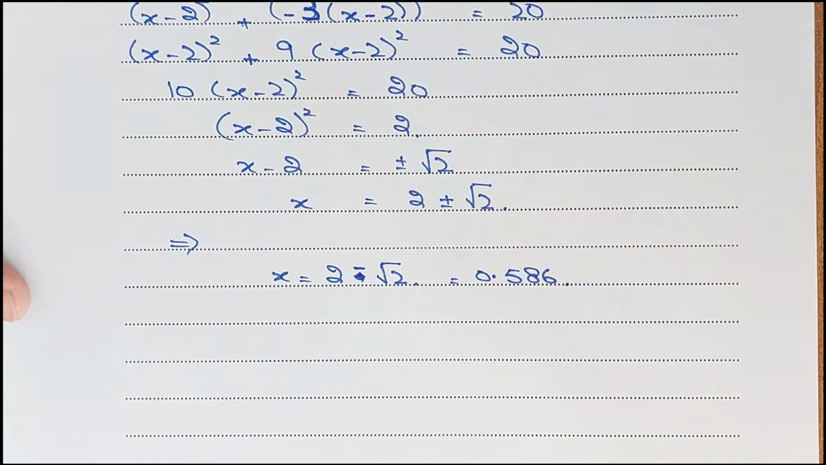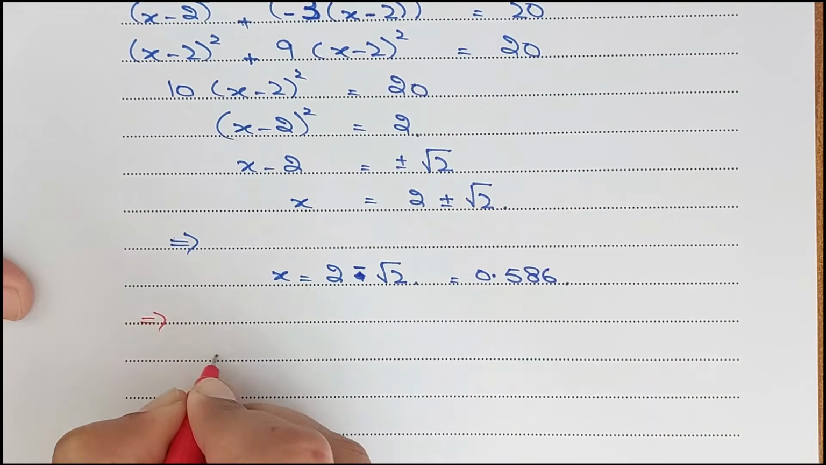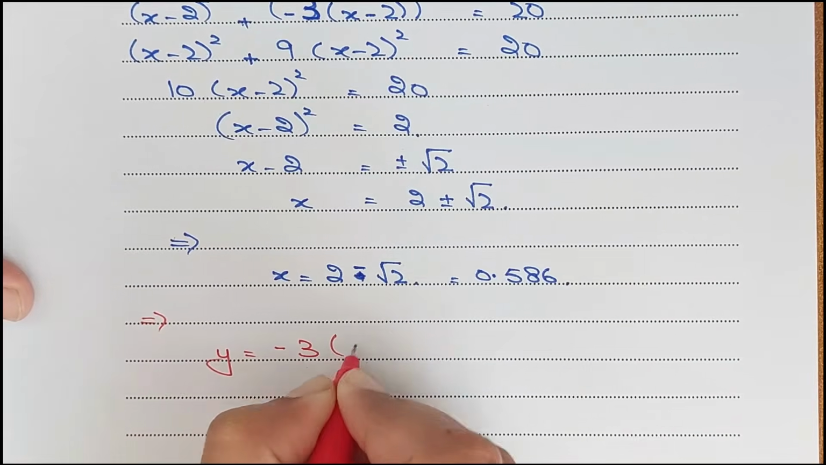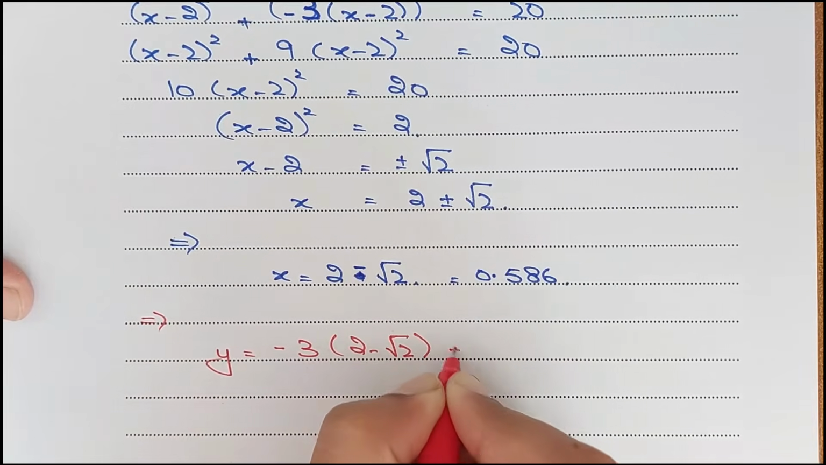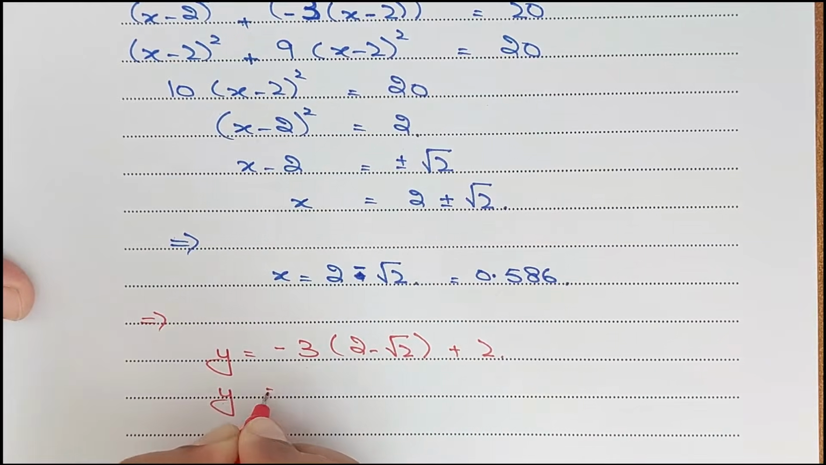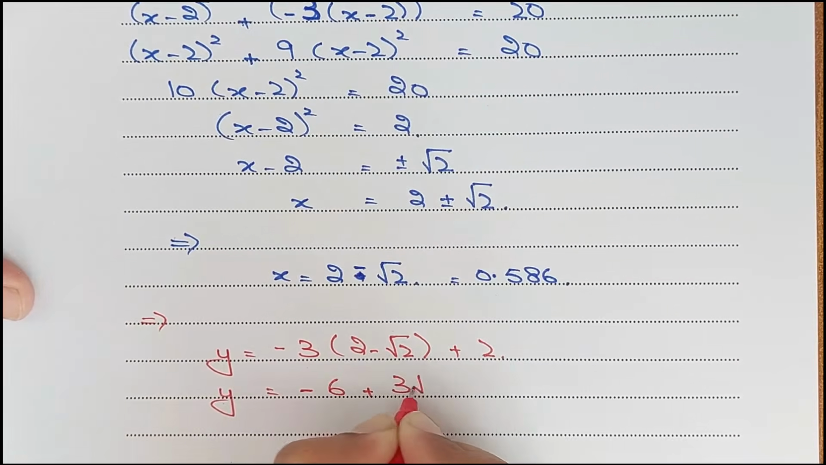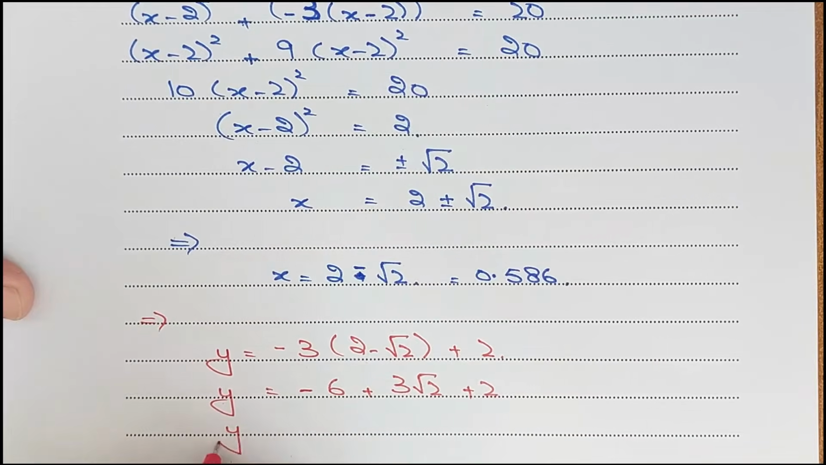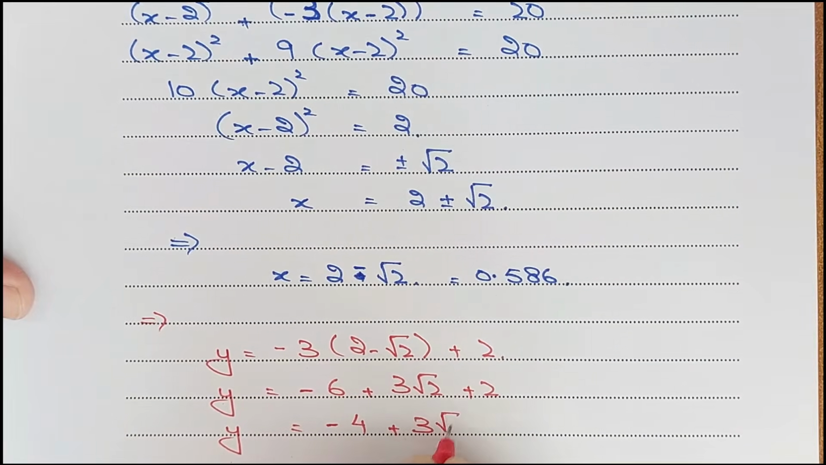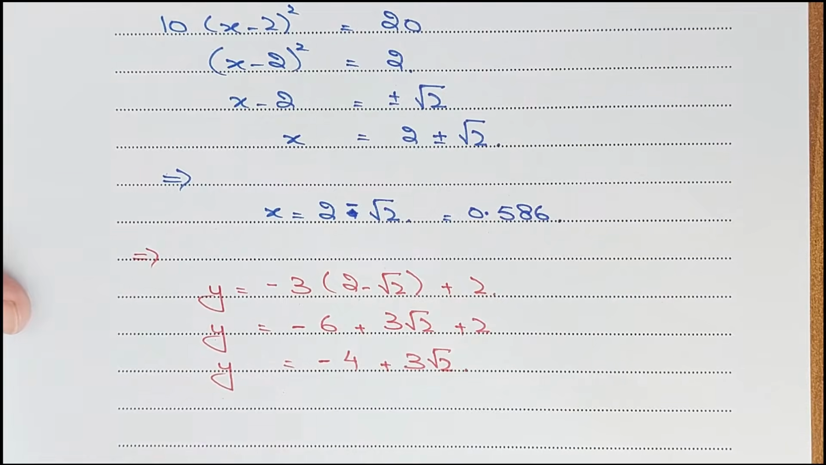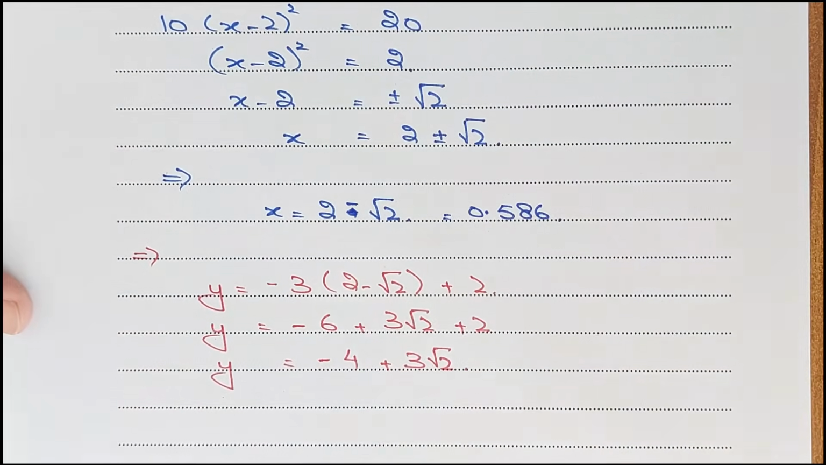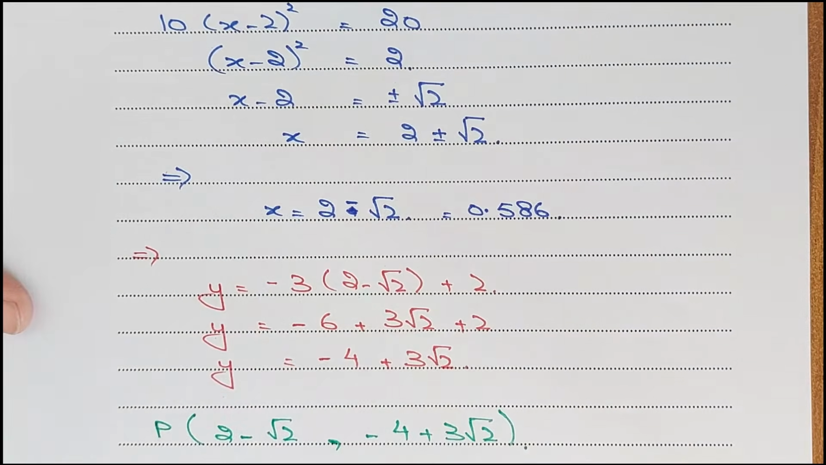Now let me find the y coordinate. For the y coordinate, we have to substitute into the equation. y equals minus 3 times (2 minus square root of 2) plus 2, right? So y equals minus 6 plus 3 square root of 2 plus 2, so y equals minus 4 plus 3 square root of 2. So we can write the coordinates of P as (2 minus square root of 2, minus 4 plus 3 square root of 2).